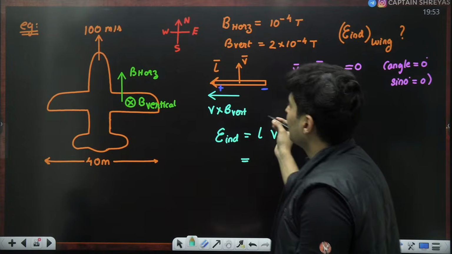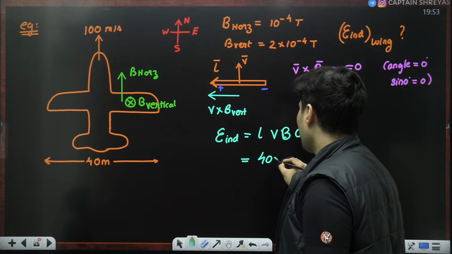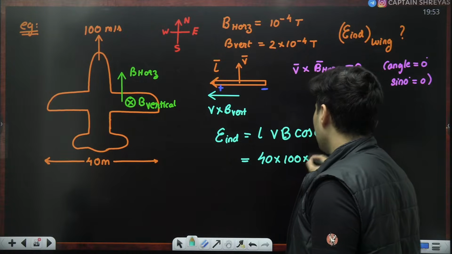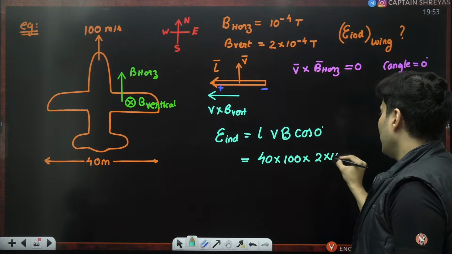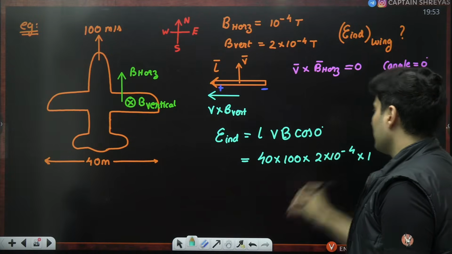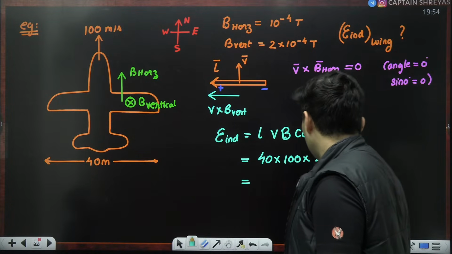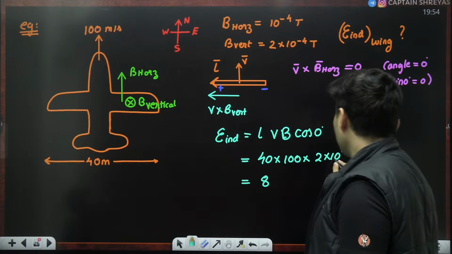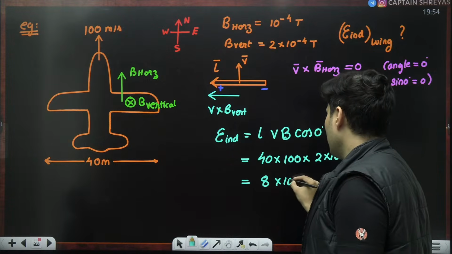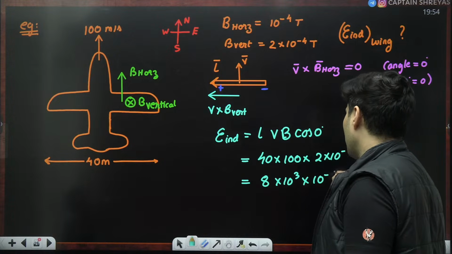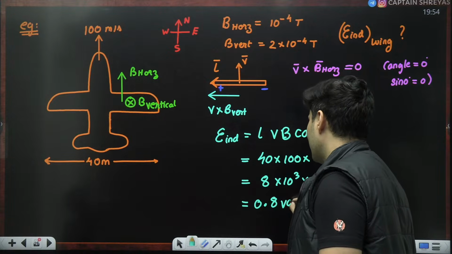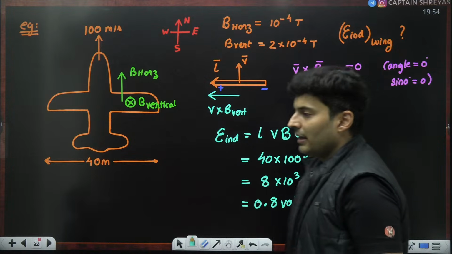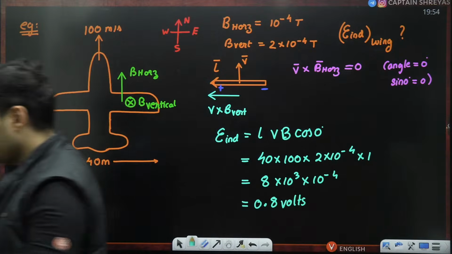So length is how much? 40 meters. Velocity is 100 meters. Magnetic field vertical is 2 into 10 to the power minus 4. Cos 0 is 1. So this will become 4 into 2 is 8. 3 zeros here, 10 to the power 3, and 10 to the power minus 4 here. So that's going to make it 0.8 volts. That's not bad and not something which we can ignore also.